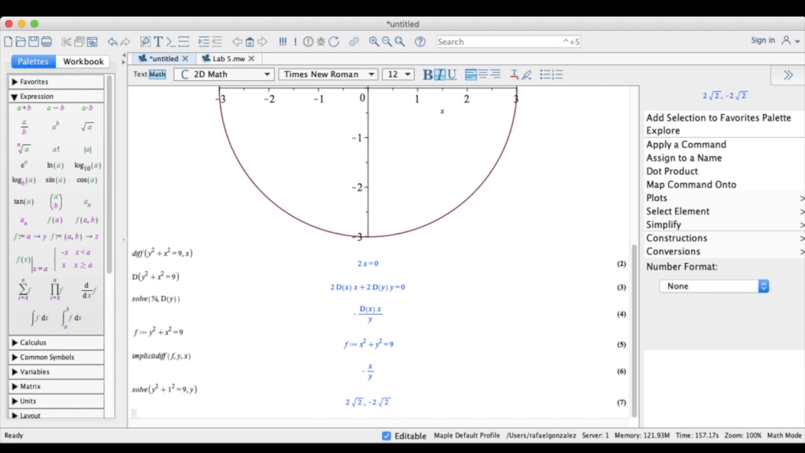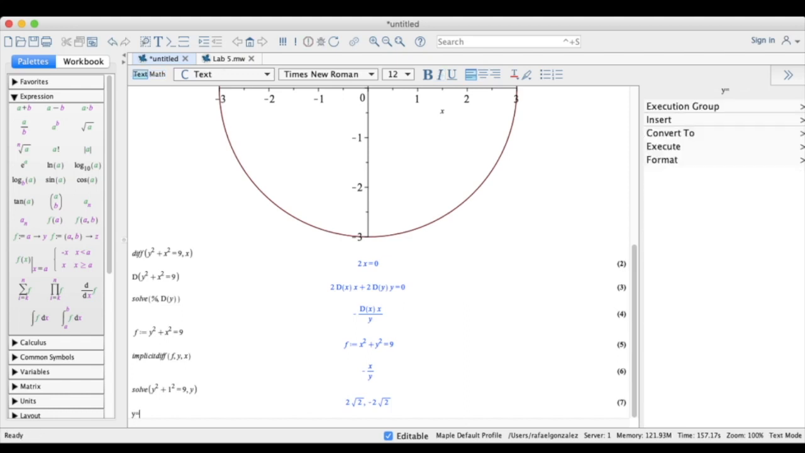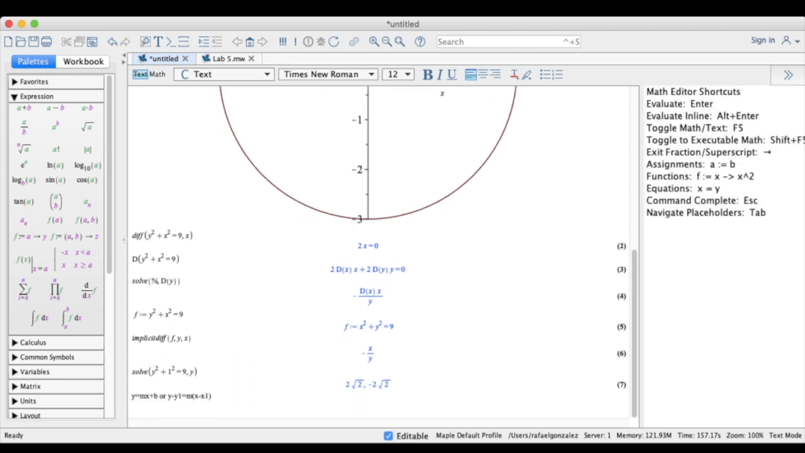Now we need to actually find both lines. So you could use the slope-intercept form of the line, y equals mx plus b, or you could use the point-slope form of the line, which is y minus y1 equals m times x minus x1. So you can use either or. I'm going to use y equals mx plus b because I just think it will be easier.